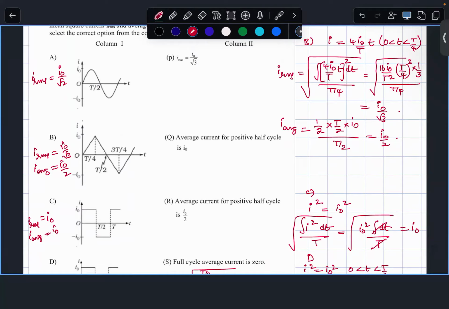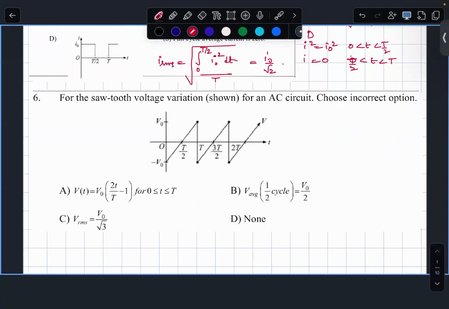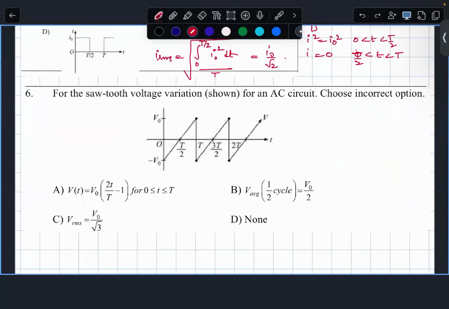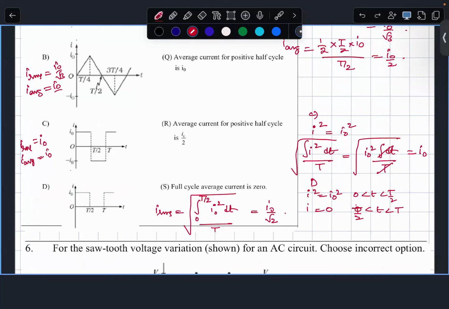Full cycle. Any doubts? Listen. In D also I took one part, for the RMS I took one part of the function. Every time I'm defining a function and then I'm doing it.